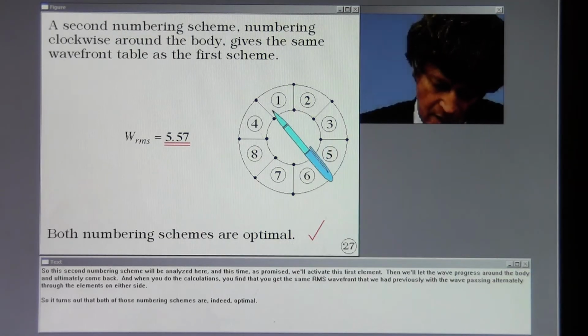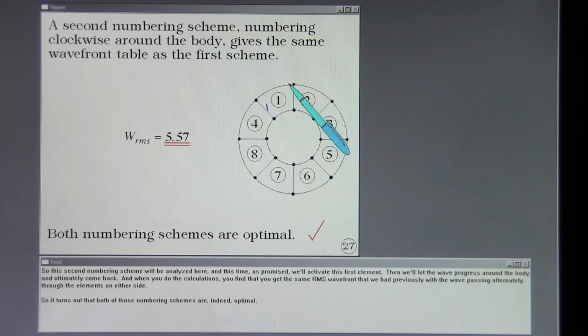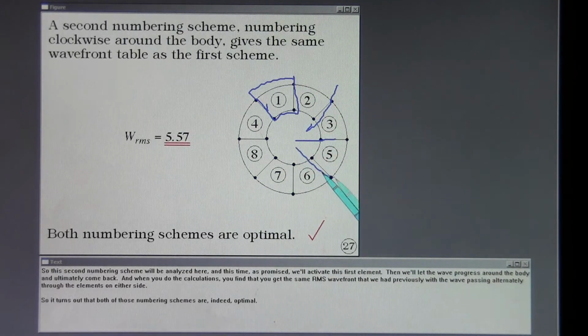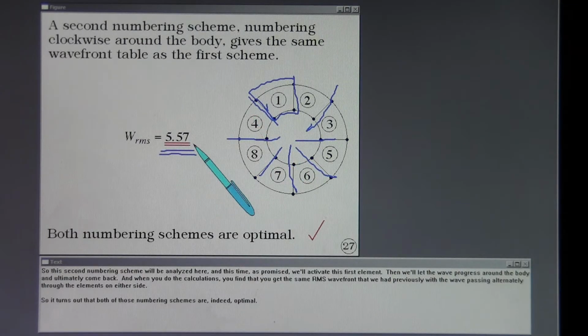And this time, as promised, we'll activate this first element, then we'll let the wave progress around the body and ultimately come back. And when you do the calculations, you find that you get the same RMS wavefront that we had previously, with the wave passing alternately through the elements on either side. So it turns out that both of those numbering schemes are indeed optimal.